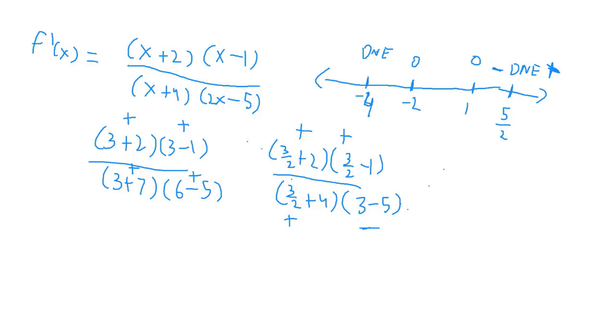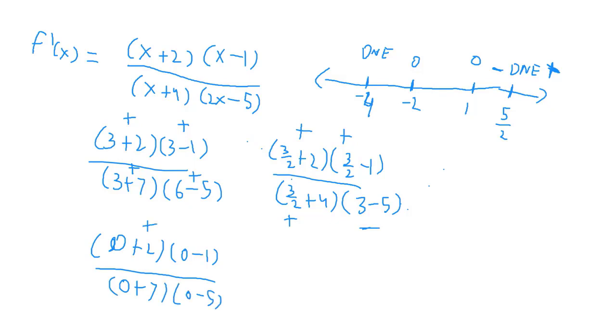So then between negative 2 and 1, for example, we can use a representative value of 0. So we'll get 0 plus 2, 0 minus 1, 0 plus 4, 0 minus 5. So positive, negative, positive, negative will give us a negative over a negative, which will be a positive. And essentially you can keep plugging in points and you'll find that the sign should switch over like this.